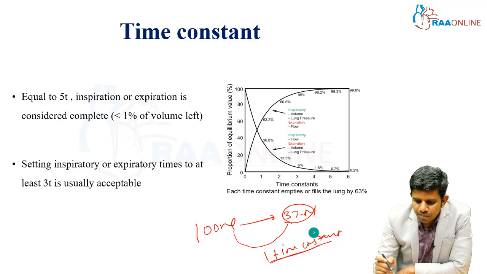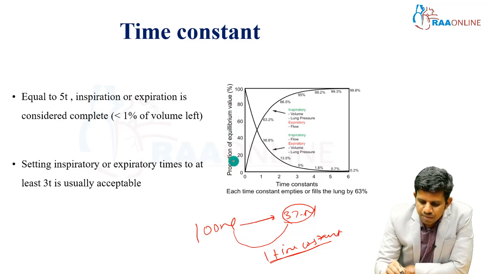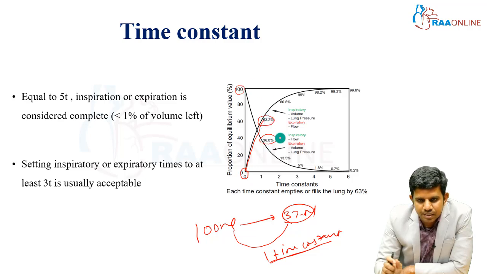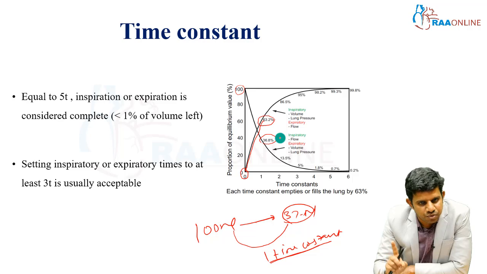Normally, for example, see here, the proportion of the equilibrium volume is 100%, and this is 100 ml. After one time constant, the volume has decreased to 36.8. If it starts from zero volume, because during inspiration the volume inflates, the lung is filled to 63.2%. The time required to go from 0 to 63.2, or 100 to 36.8, during inspiration or expiration, filling or emptying of the lung volume by 63%, is called one time constant.